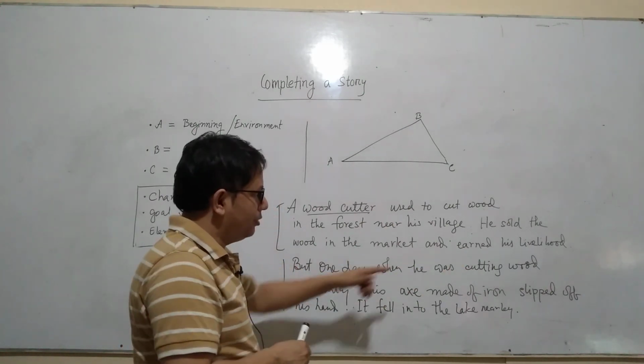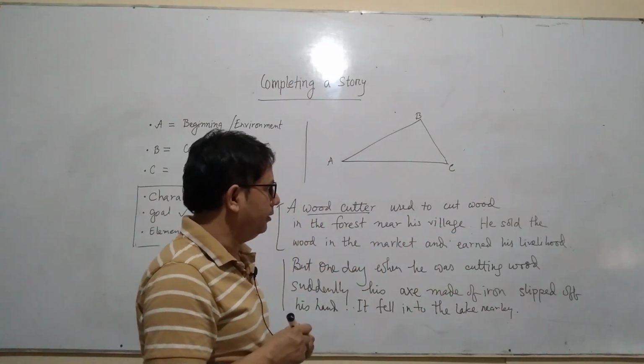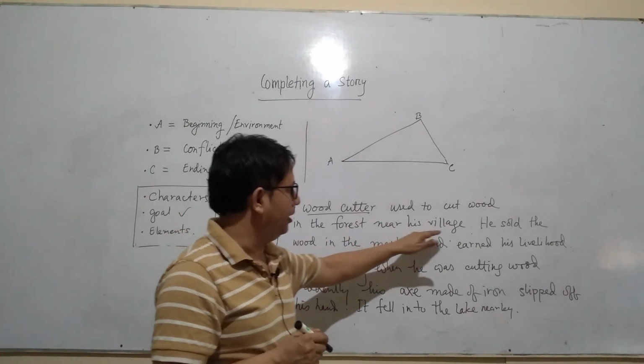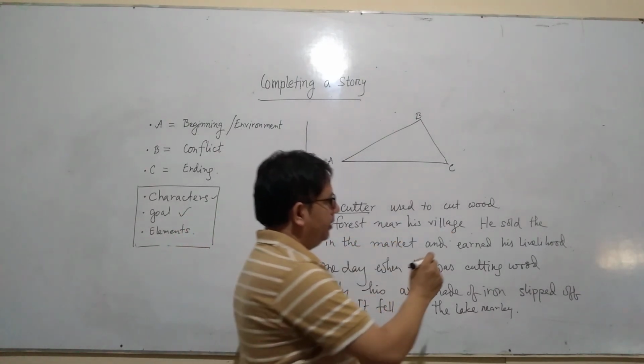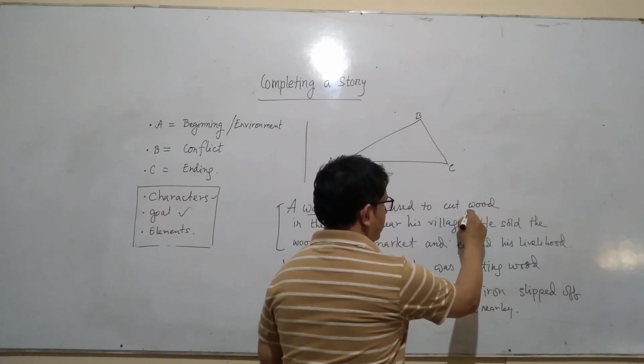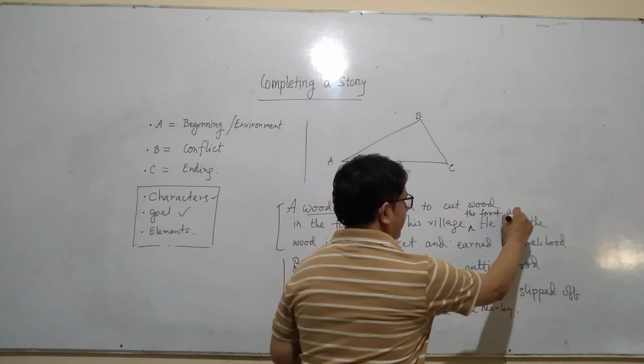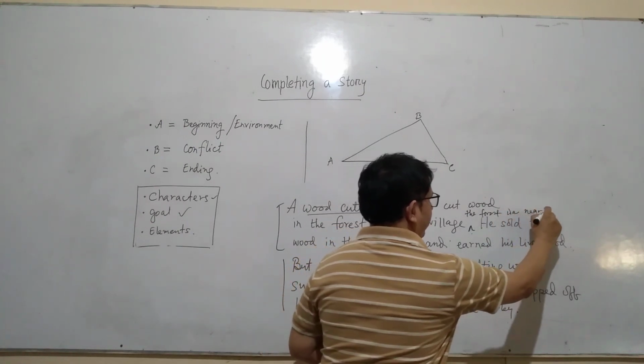How did it happen? So we should create another part here, that the forest near his village. We can create another point here, that the forest was near a lake.